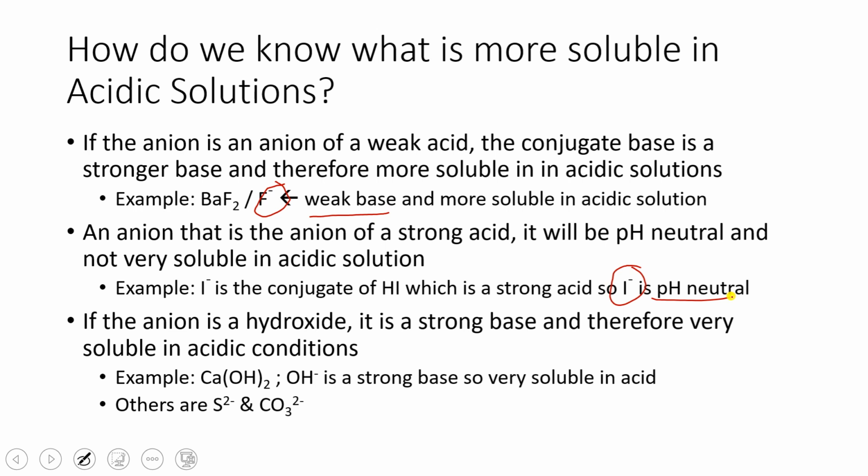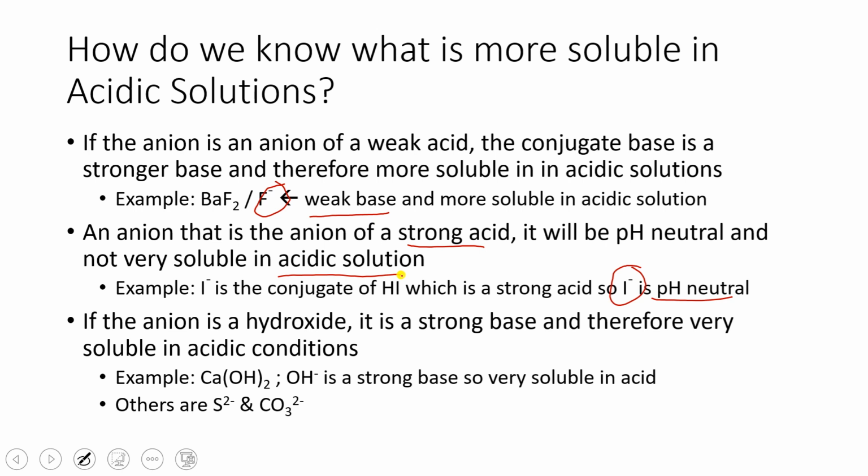Therefore, it's not very soluble in acidic solutions, which also should make sense because we're talking about strong acids and it is acidic. So the conjugate is pH neutral, can't really do much, so it won't be very soluble.